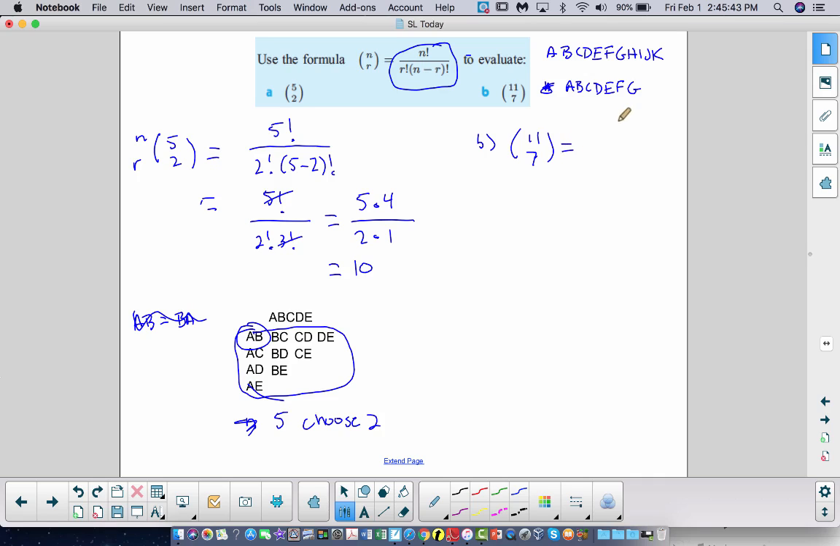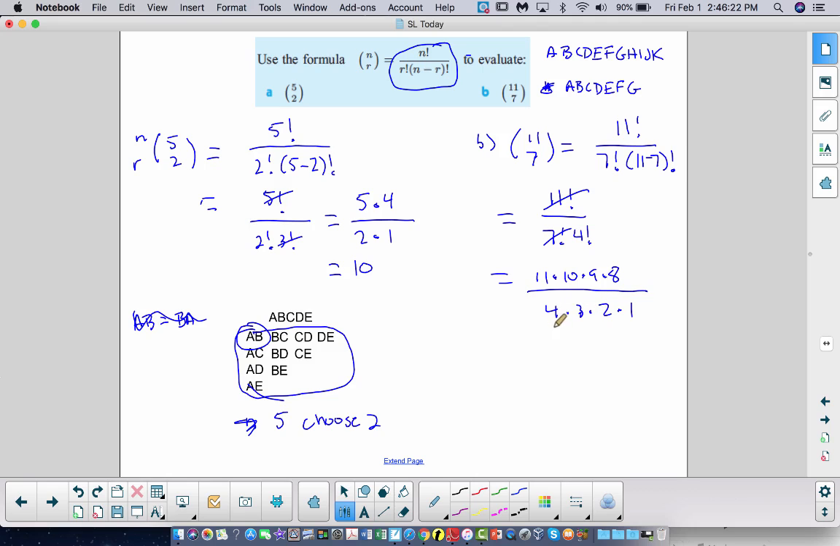So this would be 11 factorial over 7 factorial times 11 minus 7 factorial. And you don't have to write that every time. You can certainly do it in your head. So that would be 11 factorial over 7 factorial times 4 factorial. Canceling out the 7 factorial with part of the 11 factorial, we're left with 11 times 10 times 9 times 8 over 4 times 3 times 2 times 1.